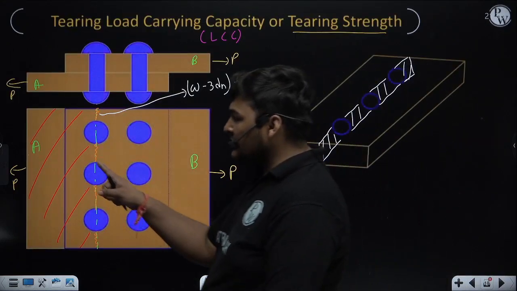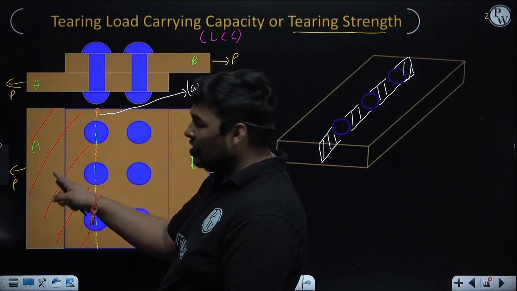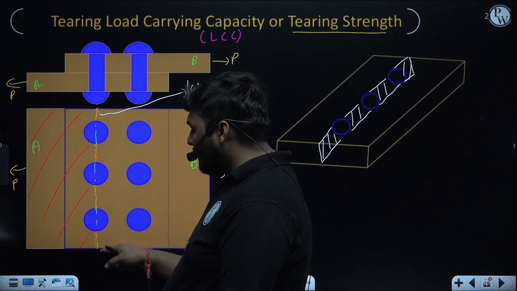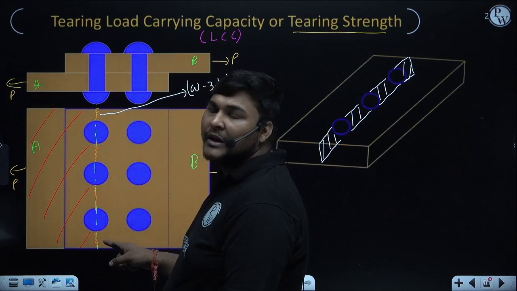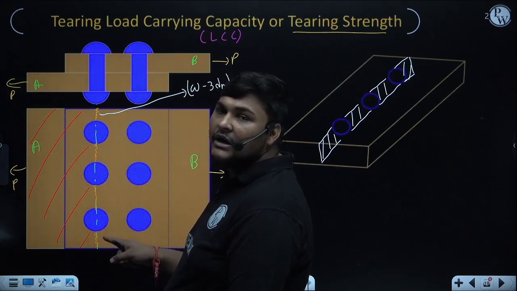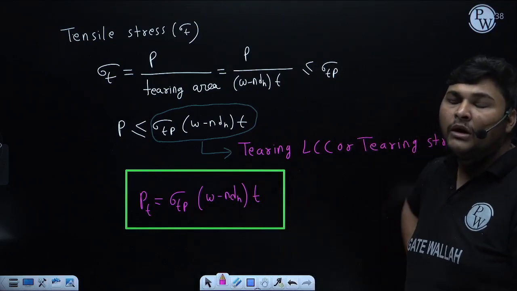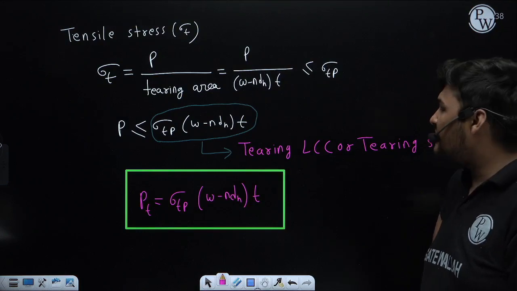And if you are taking plate A, avoiding tearing of plate A, take the nearest row from the load P which is acting in plate A, which is this. Now find the effective tearing width, the tearing area of this section, which is W minus 3DH into T. In general terms, it will be W minus NDH into T. So it is the load carrying capacity to avoid tearing failure, that is tearing load carrying capacity.